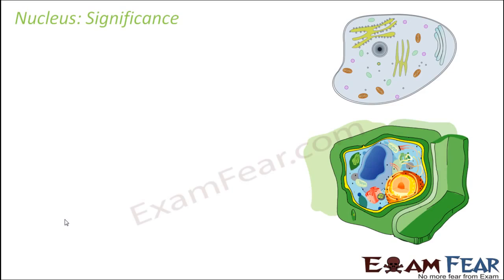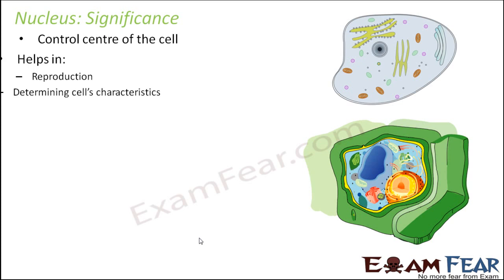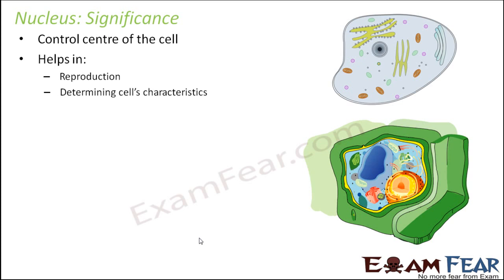So let us look at the significance of nucleus. It must be very significant, that is why it is called the control center. As I said, it is the control center of the cell because it controls all the metabolic activities which take place inside the cell. It also helps in reproduction. Basically nucleus is that part of the cell which consists of all the genetic material. Therefore, it plays the most crucial role in the process of reproduction. It helps a lot in cell division.